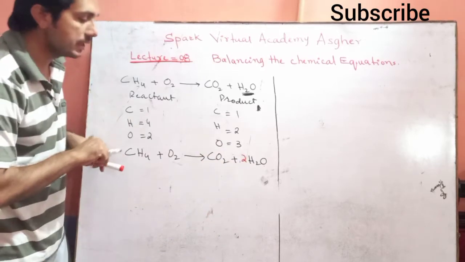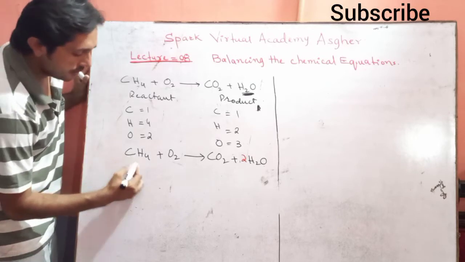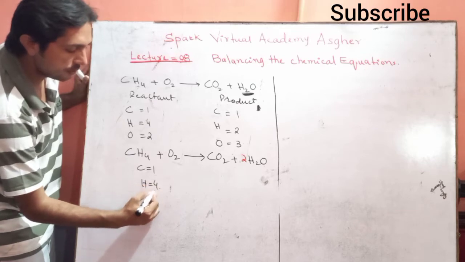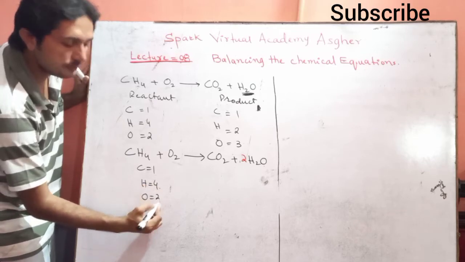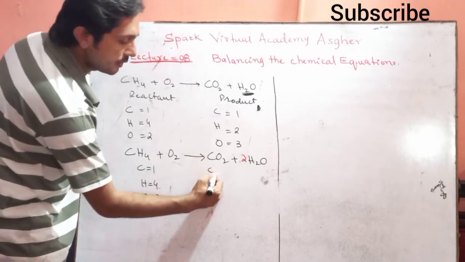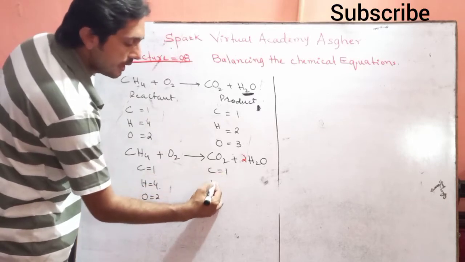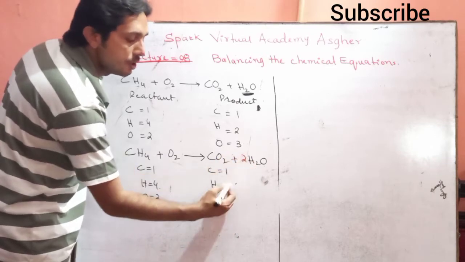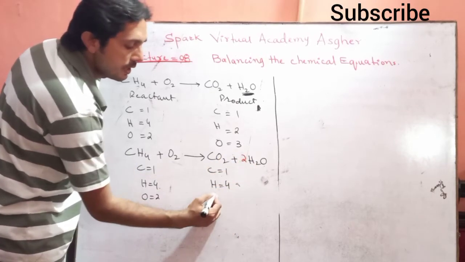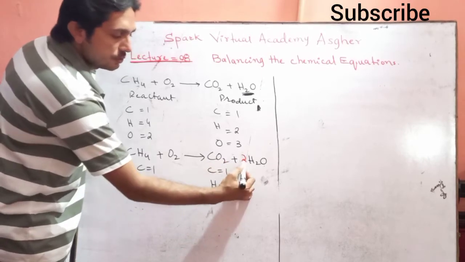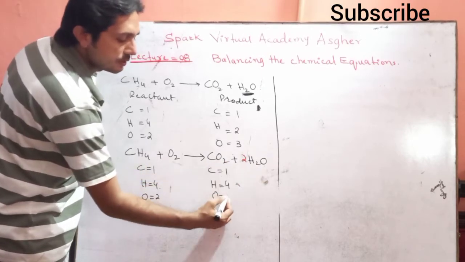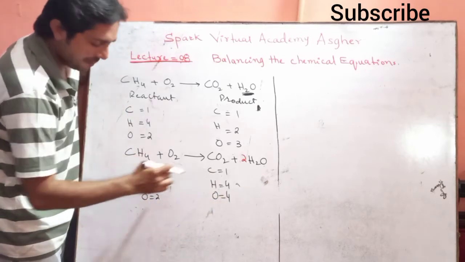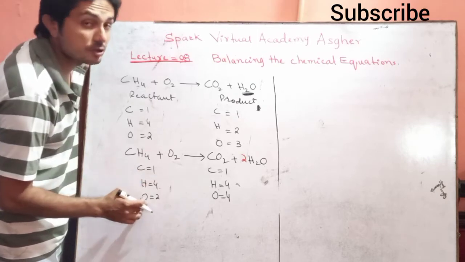Now let's count the elements again. Here carbon is 1, hydrogen is 4, and oxygen is 2. And if you see there, the carbon is 1, the hydrogen, now you can see there, 2 times 2 is 4, because this 2 is multiplied with this 2. So it becomes 2 times 2 is 4. And oxygen, count 2 of this atom and 2 of this. It becomes 4 oxygens here. So carbon is balanced, hydrogen is balanced, but oxygen is not balanced now.